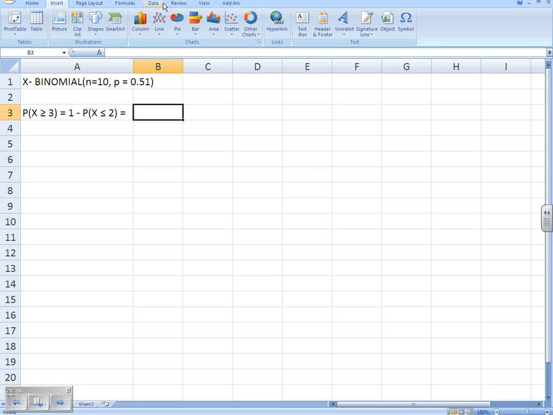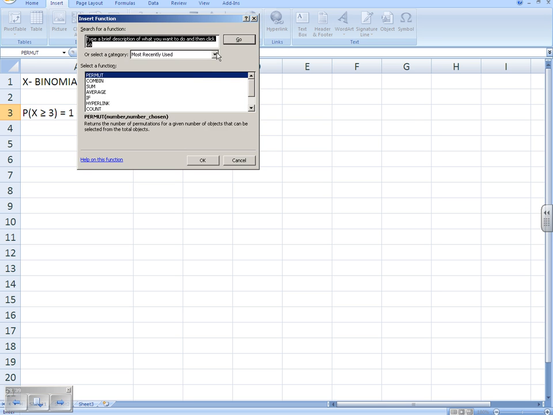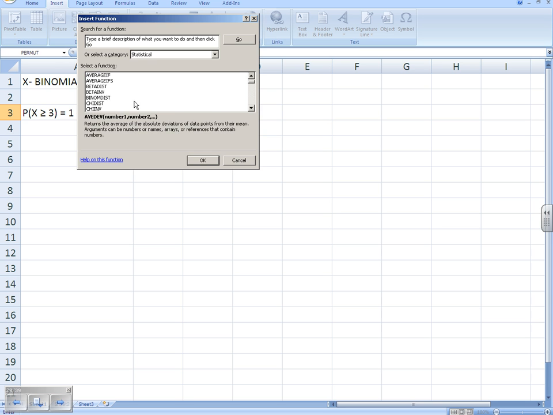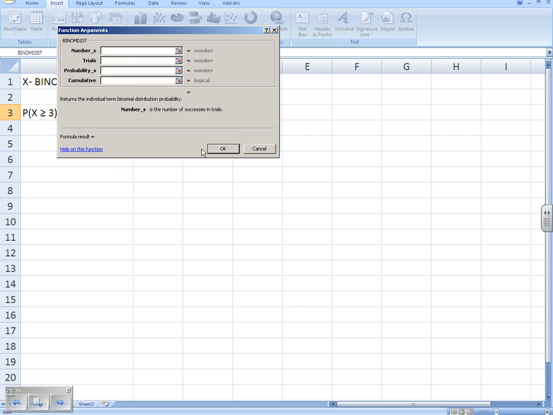So probability x is greater than or equal to 3. So 1 minus the probability that x is less than or equal to 2. Going into the function in Excel, choosing statistical, scrolling down alphabetically to find the binomdist function, clicking OK.